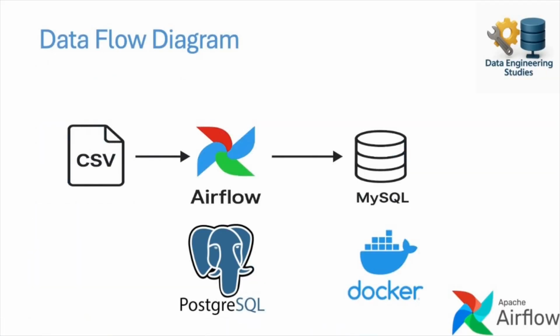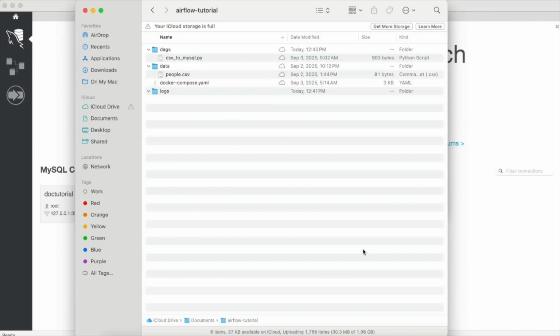The setup uses Docker Compose to manage multiple services. I have a Postgres database as the Airflow metadata store, a MySQL container to store our processed data, and the Airflow services including scheduler, web server, and initialization. Each service is containerized, making the entire environment portable and easy to set up. Let's start the project demo of automating the load from CSV file to MySQL database using Airflow and Docker.